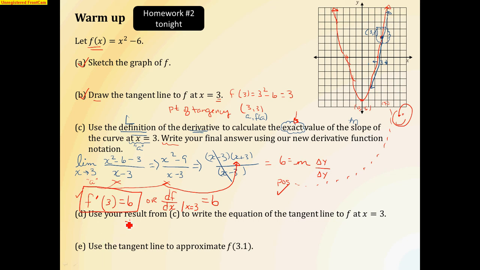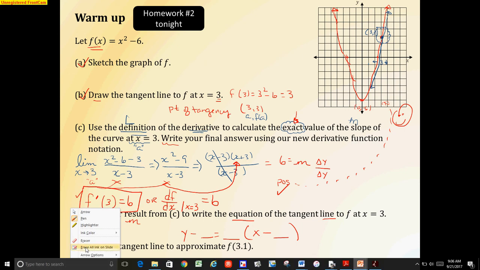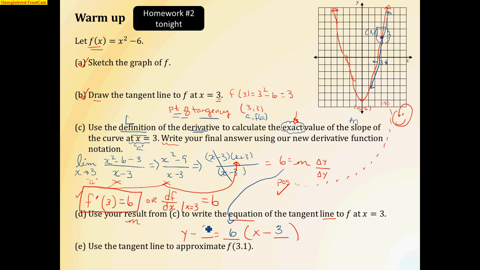So use your result from part C, which is a slope, to write the equation of a tangent line. Equation of a line, algebra 1, y minus blank equals blank, parentheses, x minus blank. The slope is always the multiplier on the independent variable when y is by itself, or at least all the x's are over here. So I'm going to take my slope and put it there. I'm going to take the point of tangency, because that's where the line is equal to the curve, and put the x value here and the y value here.